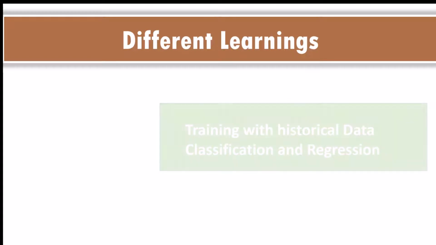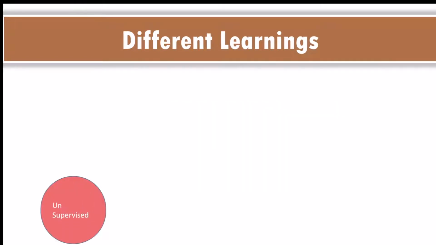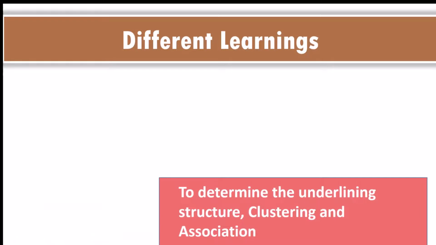And now let us come to our next type of machine learning, that is unsupervised. Here also we are giving the historical data, but we are not giving any specific information about the data. That is, we are not giving any labels or anything. The reason is we don't know anything about the data. We just collected the data and it will be given to the model. What the model will do is determine the underlying structure.